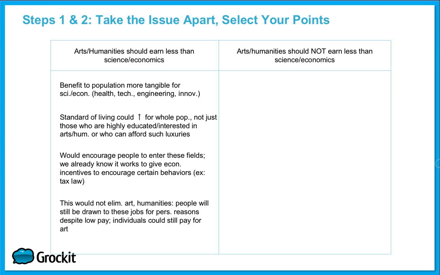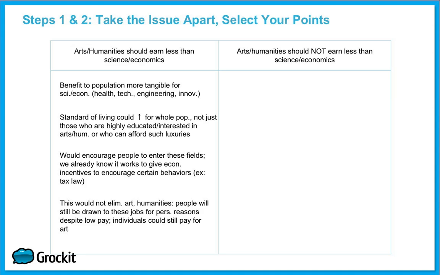You can argue with someone, but it's really hard to take their entire argument apart if they have really relevant specific info. And then finally, the final point for arts and humanities is if you pay arts and humanities workers less, this wouldn't eliminate art and humanities because people would still be drawn to those fields because they personally love it. And individuals could still pay for art, meaning if you wanted to buy a painting or if you wanted to pay a musician, people could still do that.